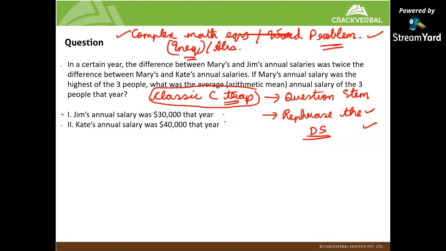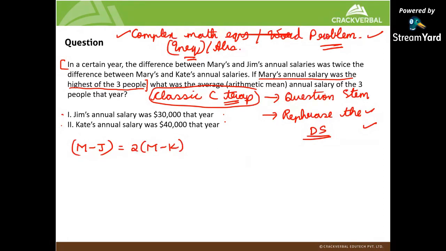So what I have in these first three lines is an equation. I have M minus J is equal to 2 times (M minus K). You see why I did M minus J and not J minus M? Because clearly they have mentioned Mary's annual salary was the highest of the three people. And the question asks me what was the average annual salary of the three people that year.